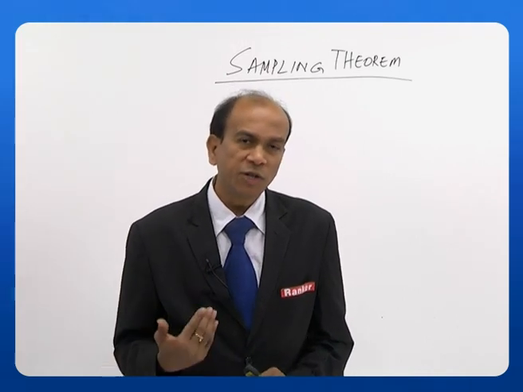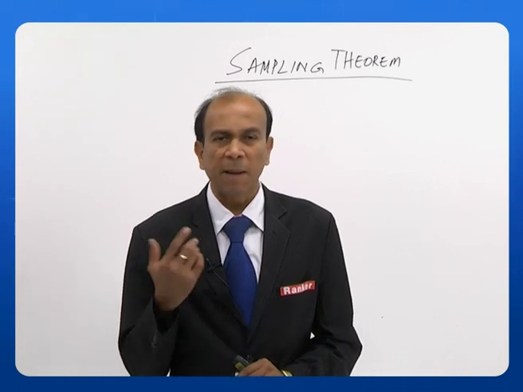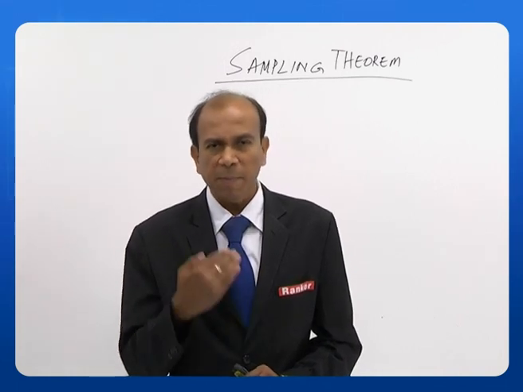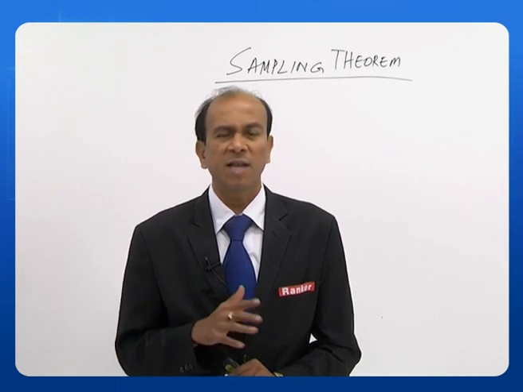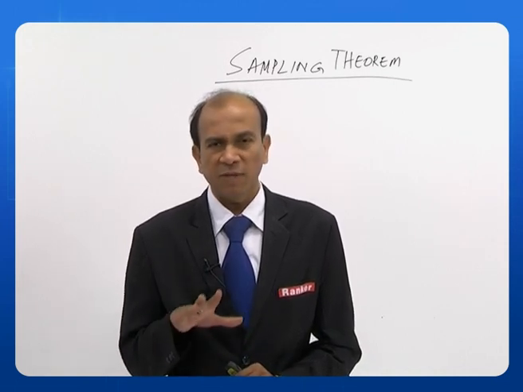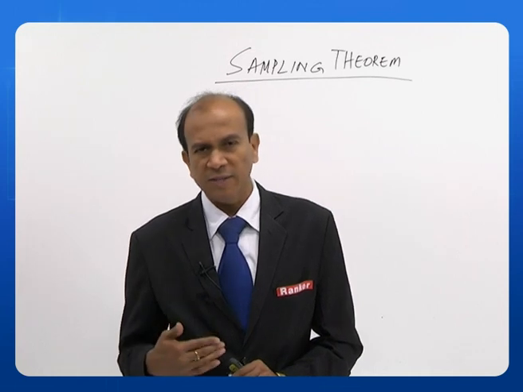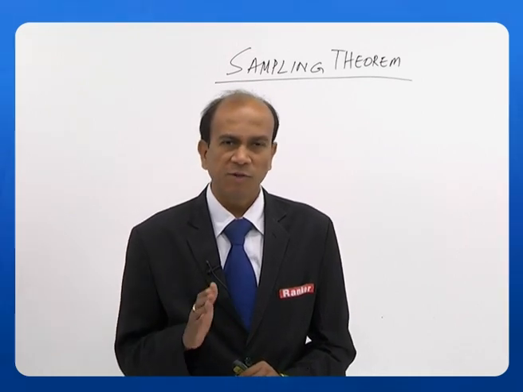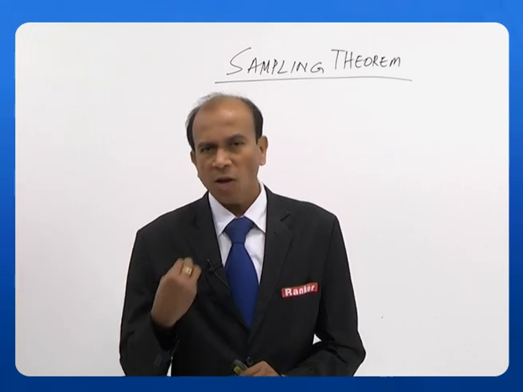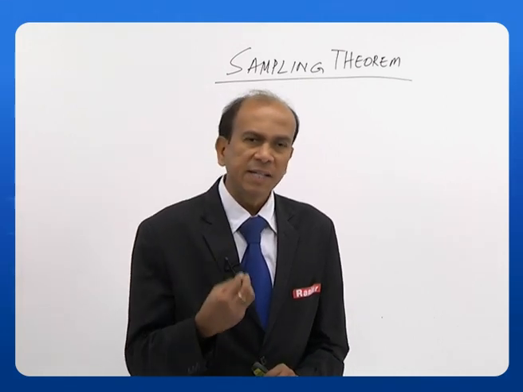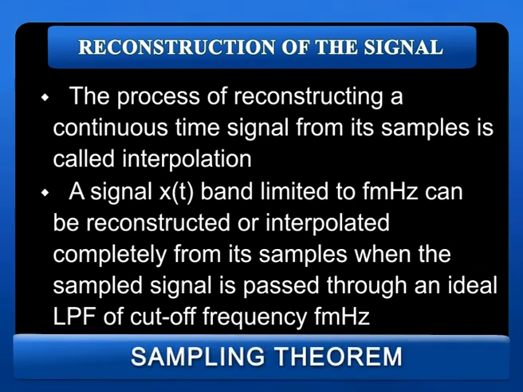Now, how do I do interpolation, or how do I recover a signal x of t from a sampled signal? The sampled signal must be passed through a low pass filter with a cutoff frequency equal to the maximum frequency of the given signal, Fm hertz. The maximum frequency is Fm, so the low pass filter must have a cutoff frequency of Fm hertz. So, this is how we enable the recovery of a signal. A signal x of t band limited to Fm hertz can be interpolated completely from its samples when the sampled signal is passed through an ideal low pass filter of cutoff frequency Fm hertz.